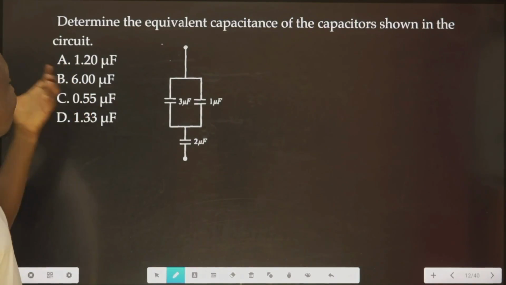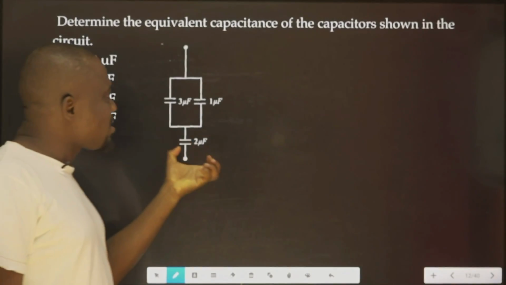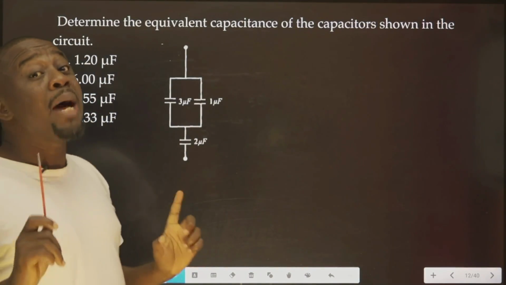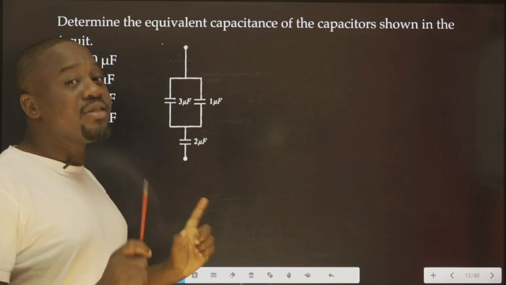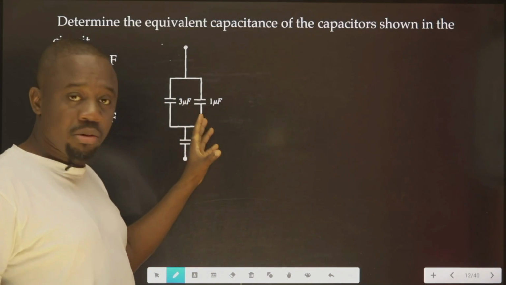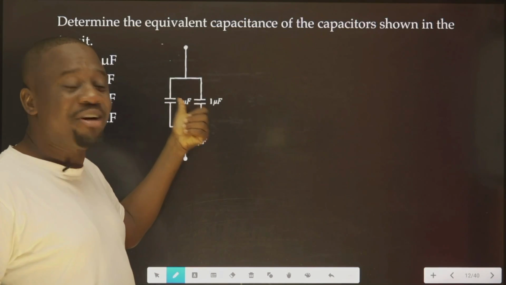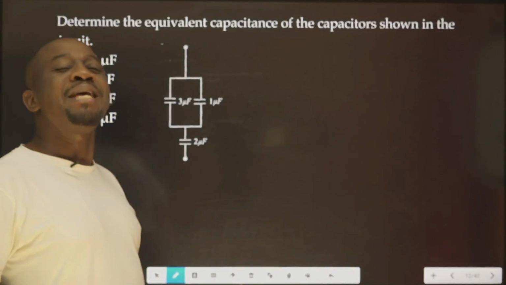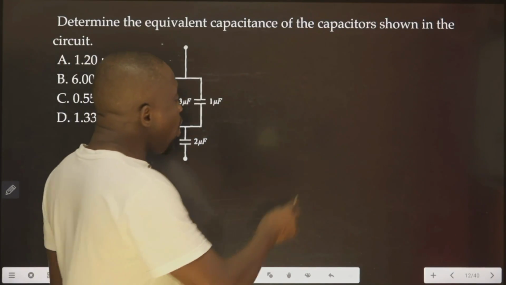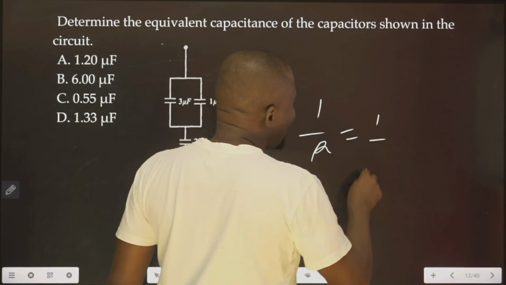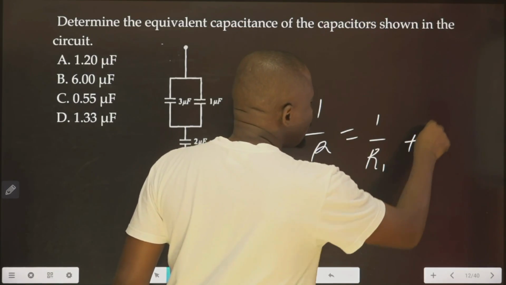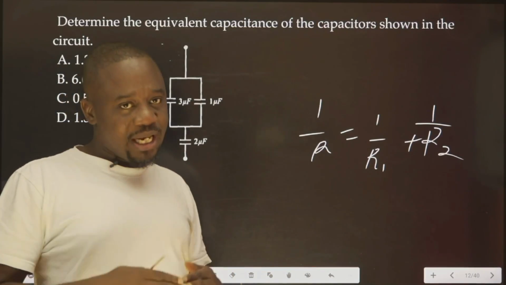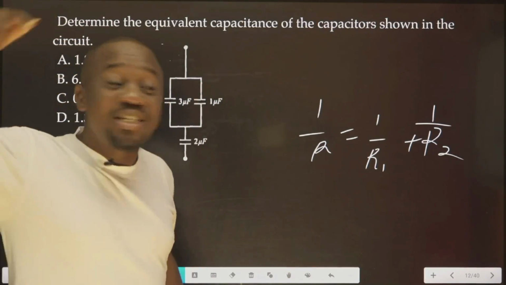Look at this. It says, determine the equivalent capacitance of the capacitors shown in the circuit. When we are talking about capacitance, it's different from resistors. That is a capacitor. This is what? 3 microfarad, 1 microfarad, and 2 microfarad. When resistors are in parallel, you do what? You say 1 over R equals 1 over R1 plus 1 over R2, and so on. But when they are in series, you add them together. For capacitors, it is the opposite.